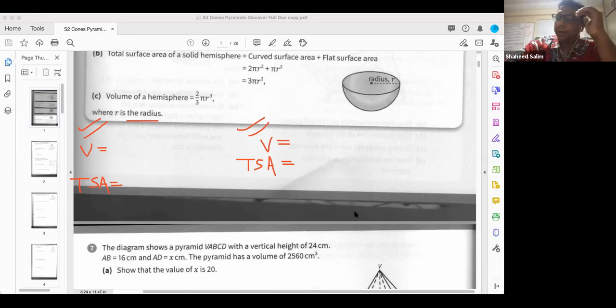Okay, you try. We want volume and we want TSA.